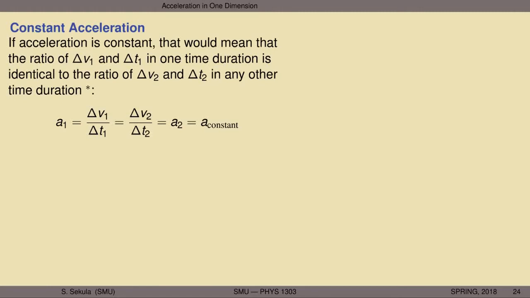Now, I've written this out here in a sort of mathematical way. The acceleration at time duration 1 would be given by this ratio, delta v 1 over delta t 1. And what we're saying is that under the special case that in any other delta t, so for instance some delta t2 elsewhere in the motion, the delta v divided by delta t in that unit of time gives you the same number, let's call it a2, then we can say that the acceleration is some constant. So all of these are equal to each other under that special case.